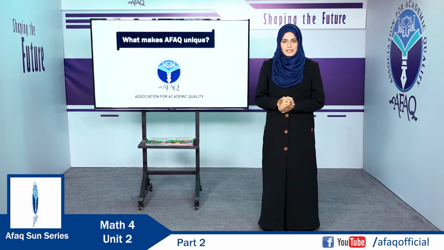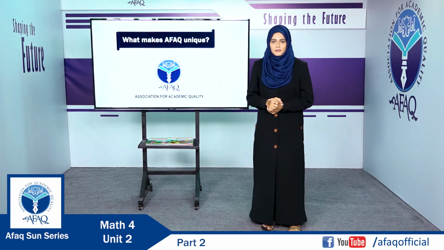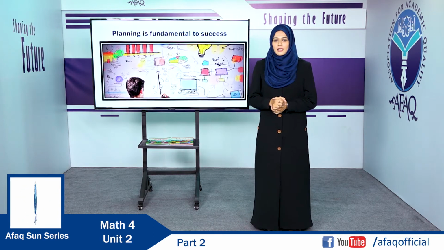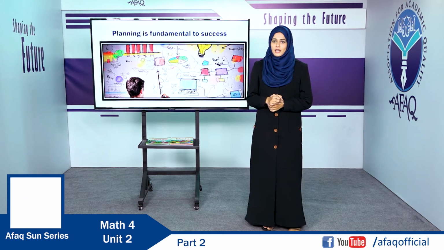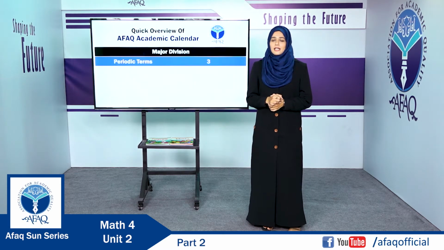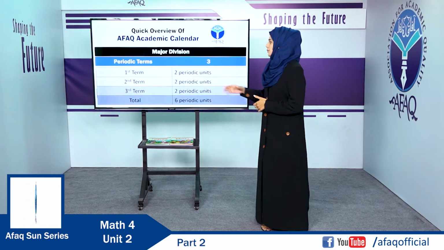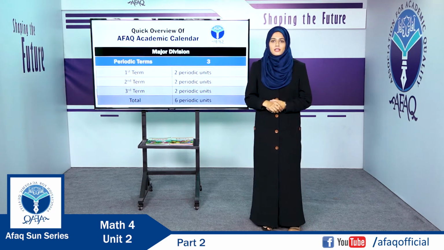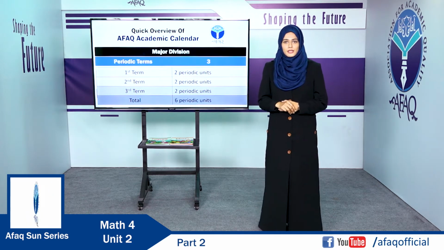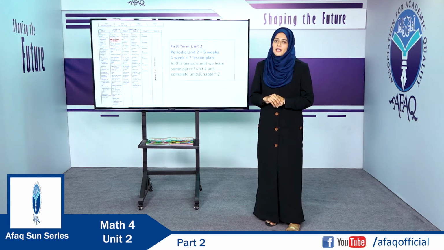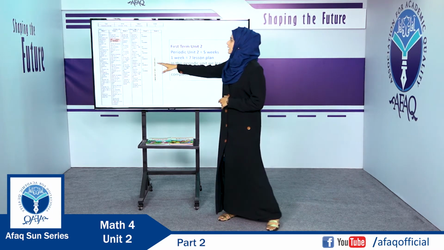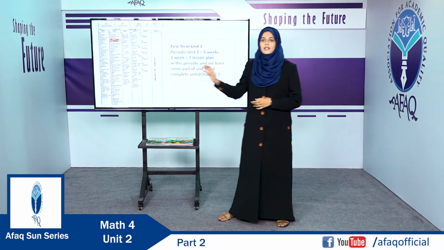Before moving towards the lesson, I want to tell you what makes AFAQ unique. This is the planning. Planning is the key to success, and without planning we face a lot of problems. So for this, AFAQ has divided the academic calendar into 3 periodic terms. Each periodic term consists of 2 periodic units, and each periodic unit consists of 6 weeks, in which 5 weeks are allocated to learning and teaching and 1 week is for revision.